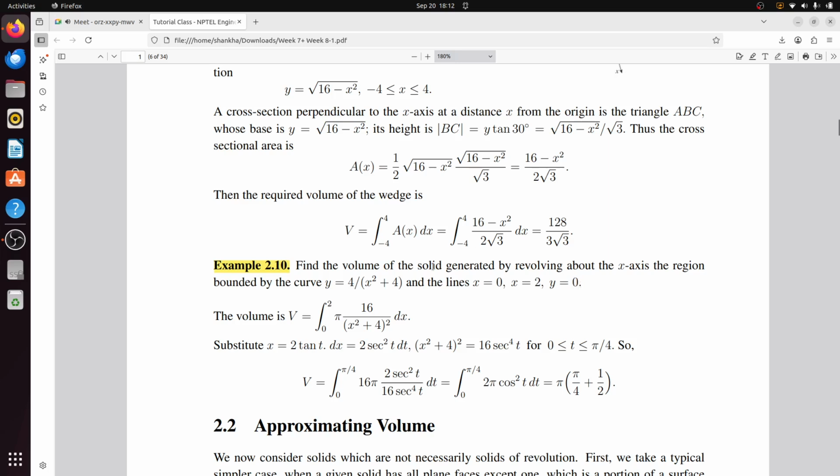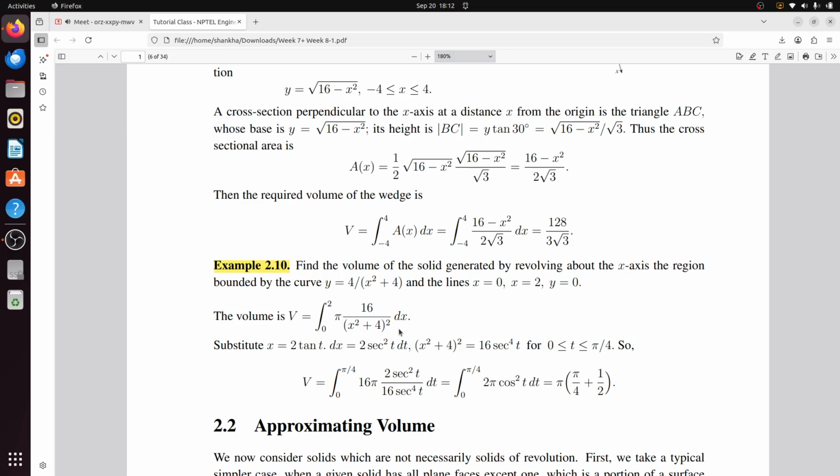So your answer will be pi into capital R square minus small r square. So capital R is 4 by x square plus 4, and small r is 0. So this will become pi into 16 by x square plus 4 whole square. You take x equal to 2 tan t, so dx equal to 2 sec square t dt. So x square plus 4 whole square becomes 16 sec to the power 4 t, for 0 less than or equal to t less than or equal to pi by 4.